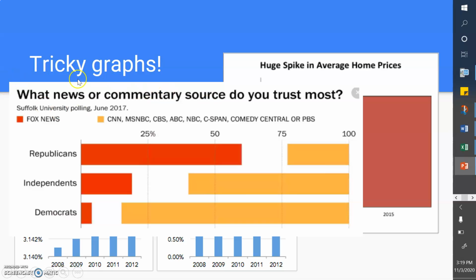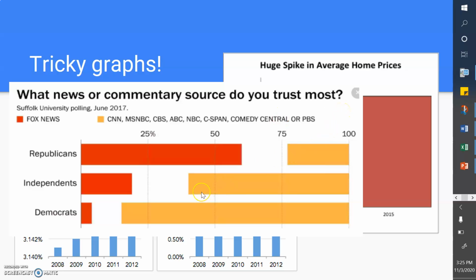What news commentary or source do you like? So with this one, I mean, clearly everybody loves Fox News, but that's not really what it's saying, right? And I'm not saying you should or should not like Fox News, although I do have an opinion I cannot share. And this one says, okay, well, Democrats hate it and Republicans love it.